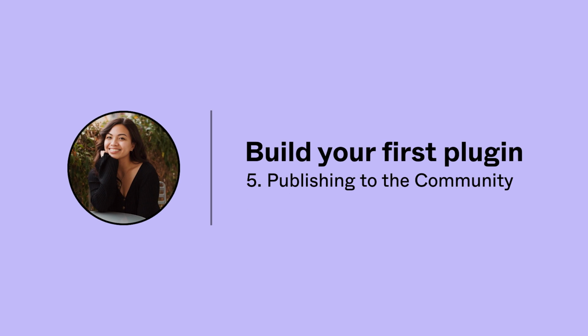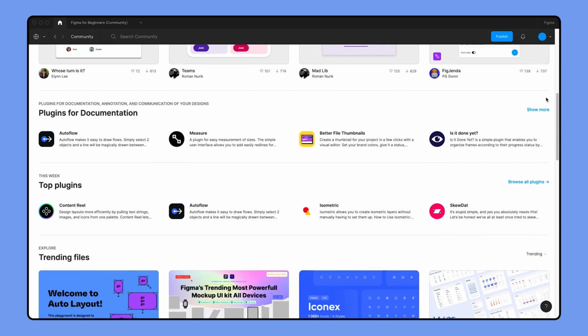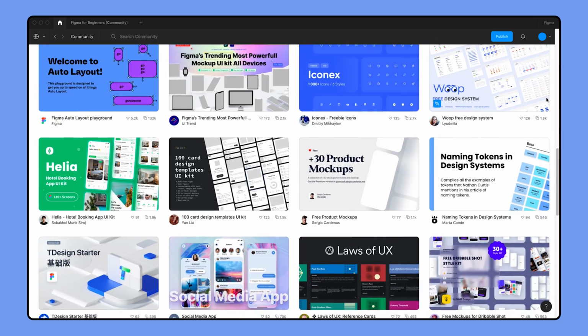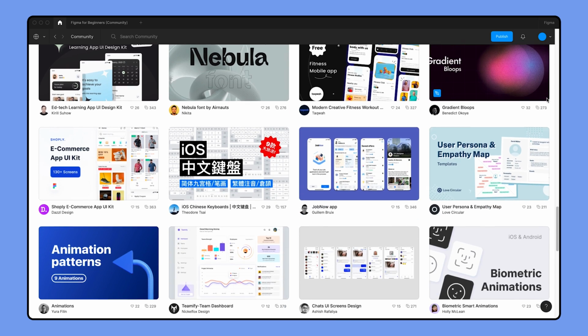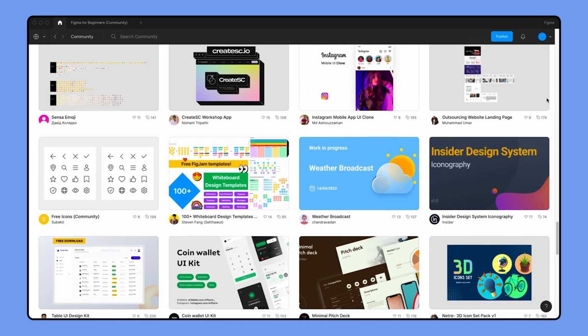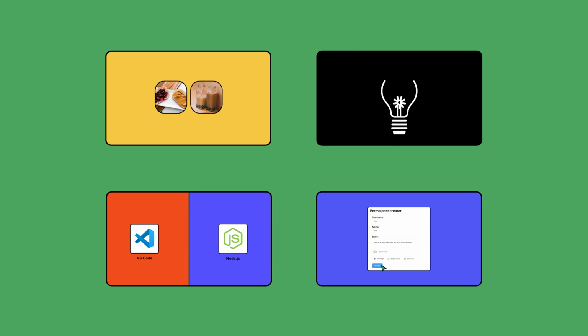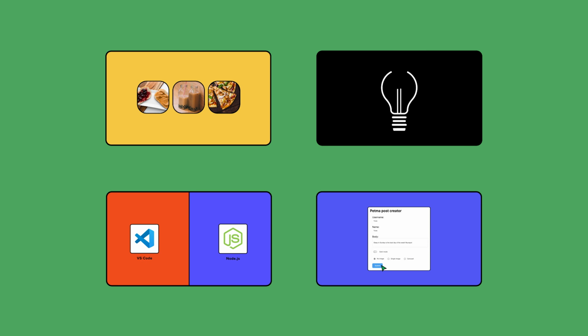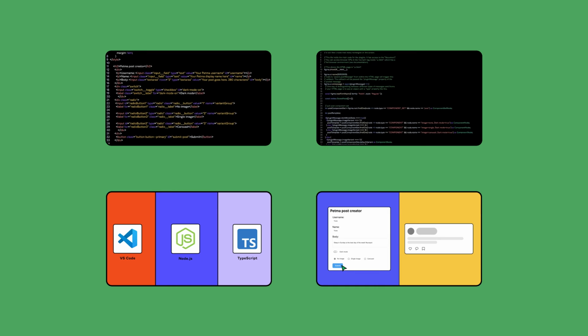In this video, we're going to show you how to publish your own plugins to the Figma community. The Figma community is home to thousands of templates, widgets, and plugins built by other Figma users. We'll learn how to add our work to the community so that others can find and install our plugin. If you've been following along on our video series, you should already have a plugin ready to publish. If not, check out videos 1 through 4 to learn how you can build your very first Figma plugin.